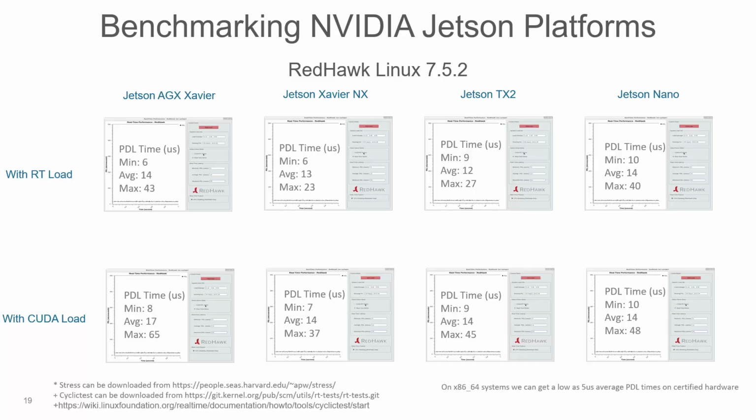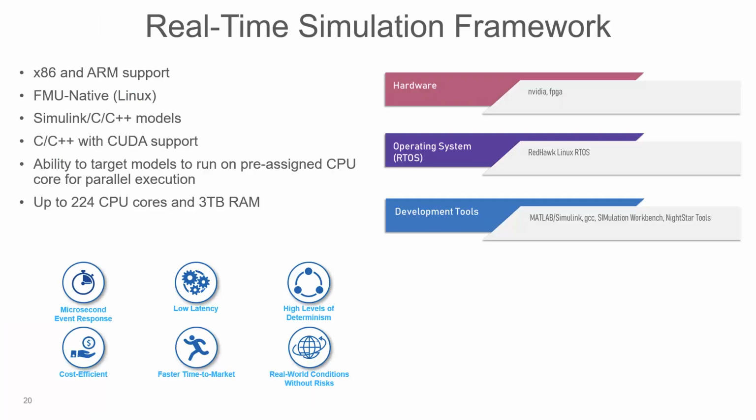Without Red Hawk Linux, the PDL times are in the milliseconds. For some applications, the millisecond latency may be acceptable, but for others, they need a deterministic response time in the microseconds range, and Red Hawk Linux can provide that. With the Red Hawk Linux operating system, we can run our code in real time.